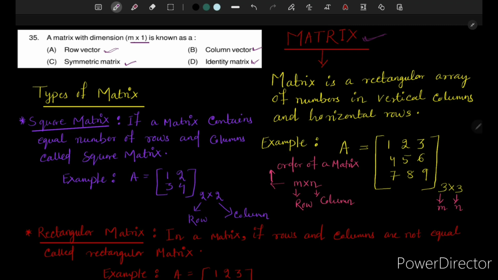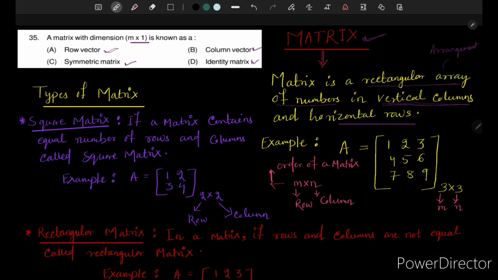So now the question arises, what is a matrix? Matrix is basically defined as a rectangular array of numbers in vertical columns and horizontal rows. I am repeating, matrix is a rectangular array. Array means arrangement of numbers in vertical columns and horizontal rows. That means if we arrange numbers in columns and rows, then we can call it a matrix.